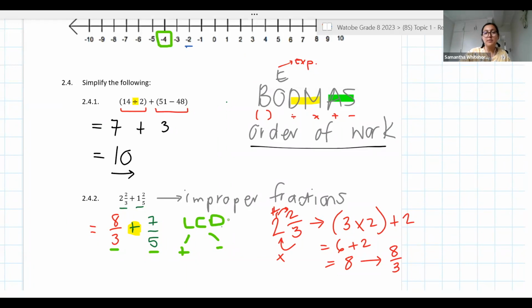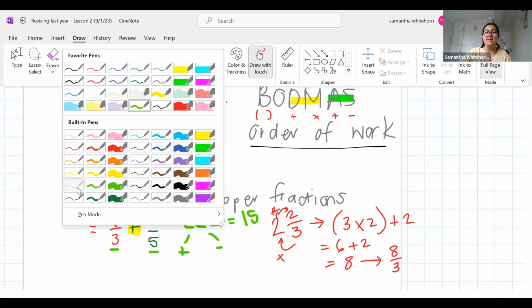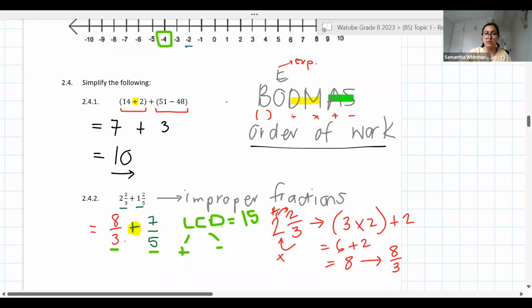So the smallest number that both 3 and 5 can divide into without a remainder is 15. And what that is telling me is that that is what I need to make both of these denominators.